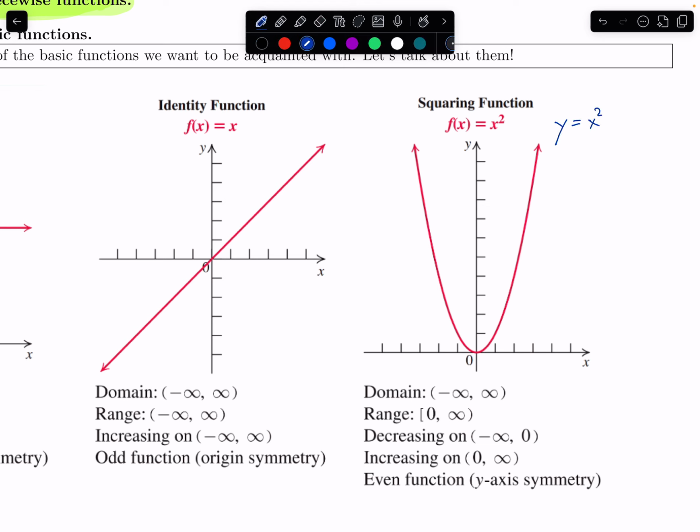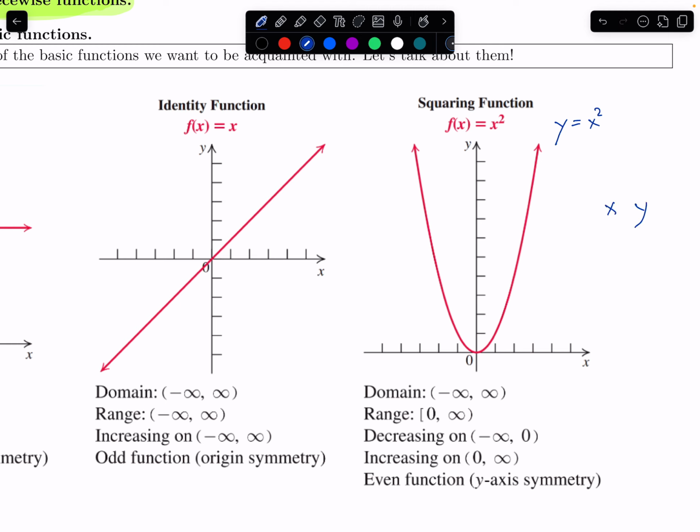We can call it just y equal x squared. I guess squared function, squaring. Well, they're calling it the squaring function. That does make sense. Also call it the quadratic, right? Basic quadratic. And well, how does it look?